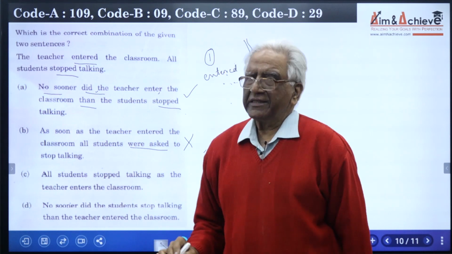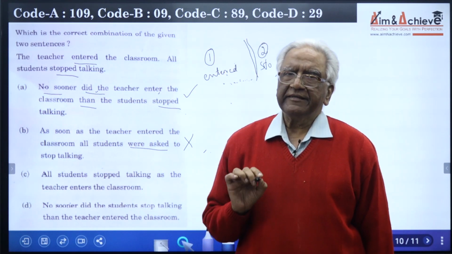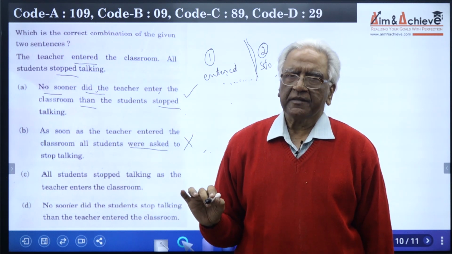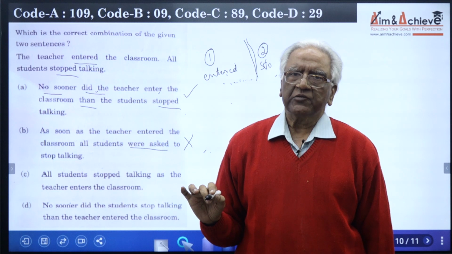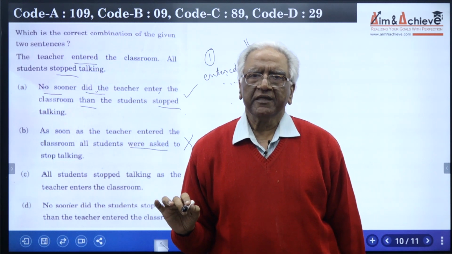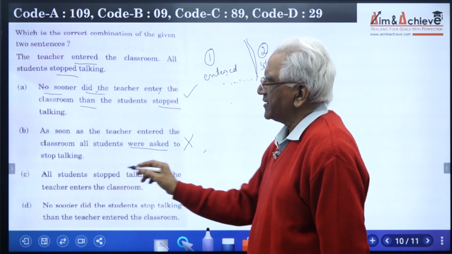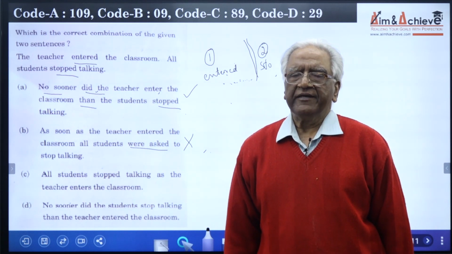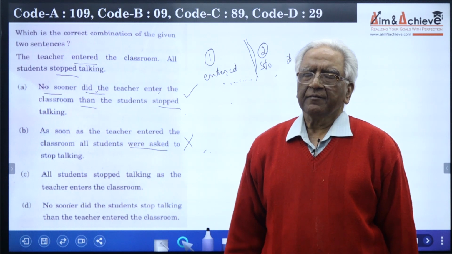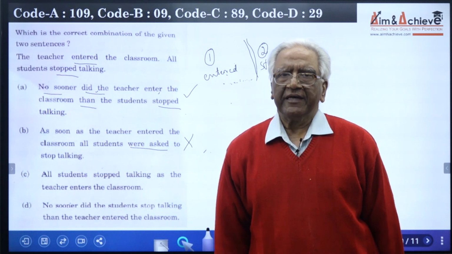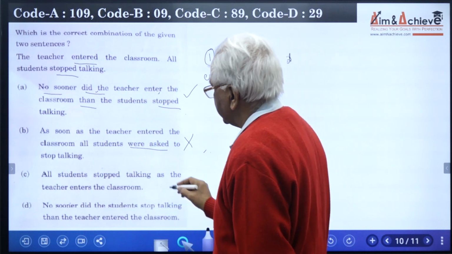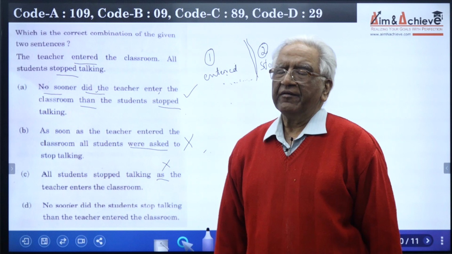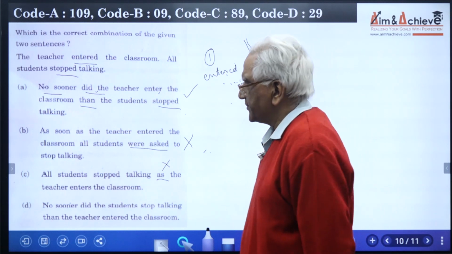What does it mean? There are two actions taking place. One, the teacher is entering the classroom, and then there is a gradual reduction in the talking going on among the students, as if there is a development taking place together. It is not a development taking place together. There are two activities which are distinct, separate, but they are followed one by the other. That means the use of as is incorrect because it shows a gradual development of two different activities.